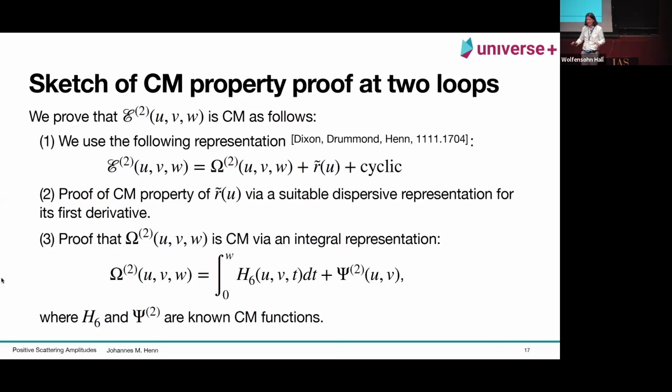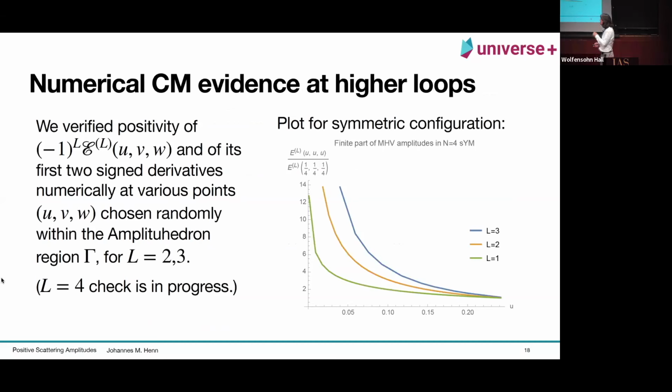So we stopped here and now switched to numerics to gain some further understanding at higher loops. And so here are some plots. In fact, at three loops we checked the values of a function, which was already known, but also of the first two signed derivatives over some range of values in u, v, and w. And they all confirm this hypothesis of the CM property.